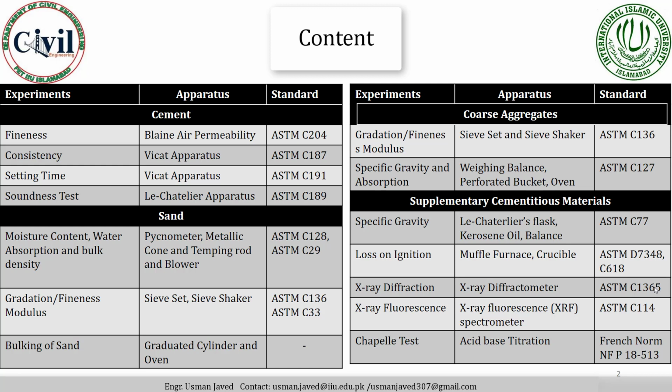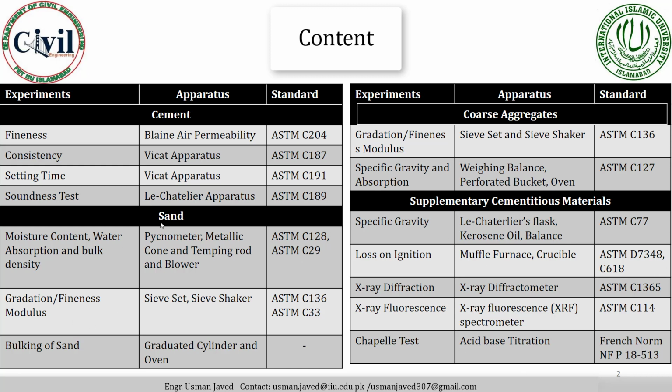In the first section, we will cover the cement properties like fineness, consistency, setting time, and soundness. Secondly, we have sand or fine aggregate. We'll perform certain tests on fine aggregate, including moisture content, water absorption, and bulk density, according to ASTM standards.